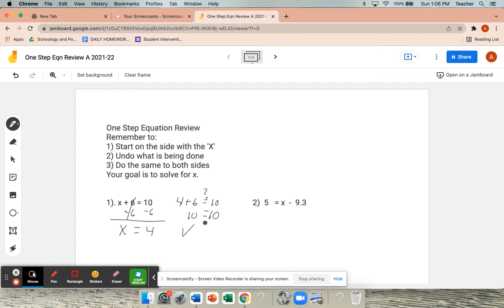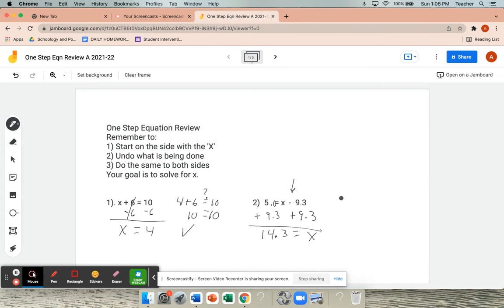Now on number 2, we start on the side where the x is and we undo what's being done. If we're subtracting 9.3, we have to add 9.3, and we do it to both sides and draw our line. Now, when we add or subtract, we have to line up the decimals and add extra zeros, and bring this decimal down. So 0 plus 3 is 3, and 9 plus 5 is 14. And on the right side is x.